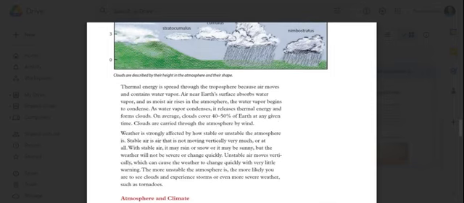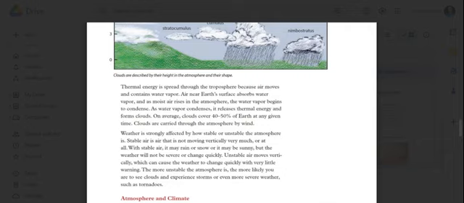Thermal energy is spread through the troposphere because air moves and contains water vapor. Air near Earth's surface absorbs water vapor, and as moist air rises in the atmosphere, the water vapor begins to condense. As water vapor condenses, it releases thermal energy and forms clouds. On average, clouds cover 40 to 50% of Earth at any given time. Clouds are carried through the atmosphere by wind.